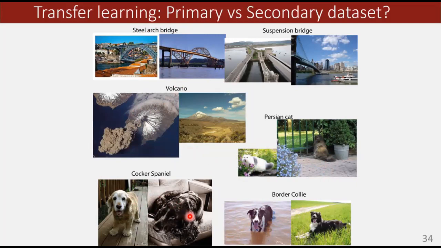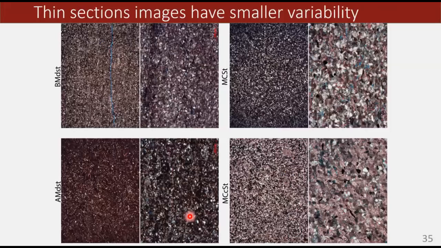For example, this very large variability is not the same that we find when we're dealing with thin section data. Even when thin sections are imaged at different magnification levels, so this one has a higher zoom compared to this one, they are much more well-behaved when we compare that to ImageNet, which has such a large variability.